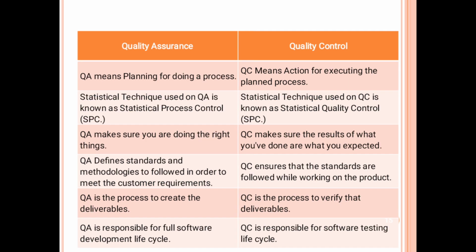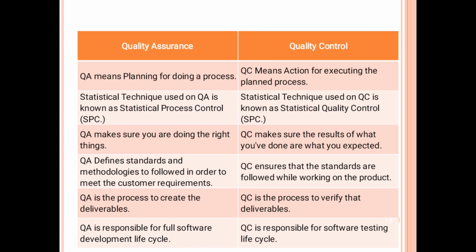QA means planning for doing a process. QC means action for executing the planned process. The statistical technique used in QA is known as statistical process control. The statistical technique used in QC is known as statistical quality control. QA makes sure you are doing the right things. QC makes sure the result is what you expected.